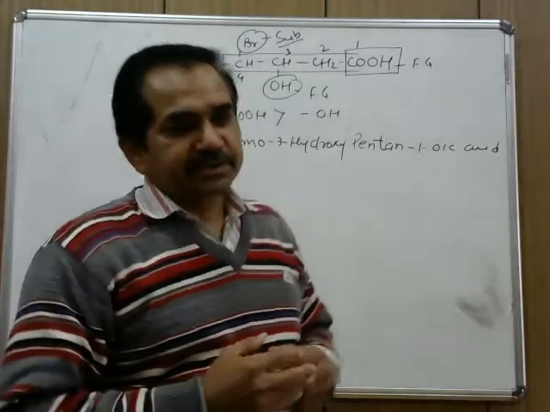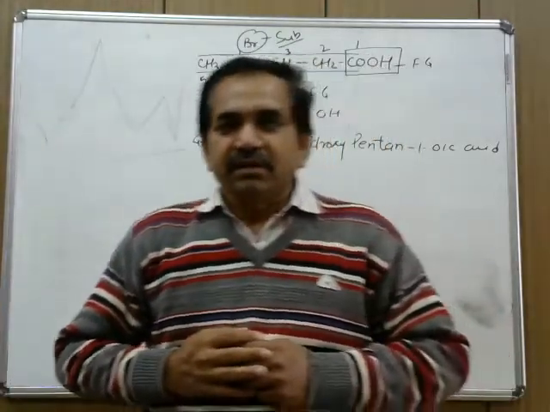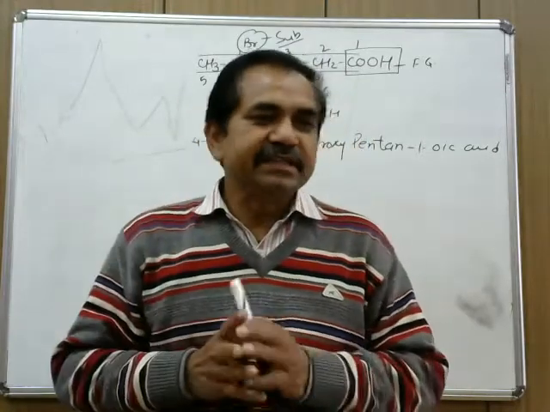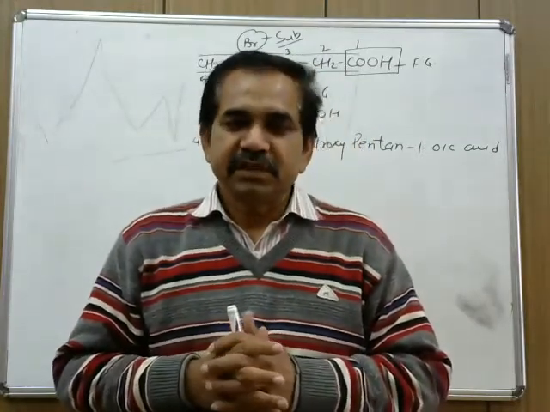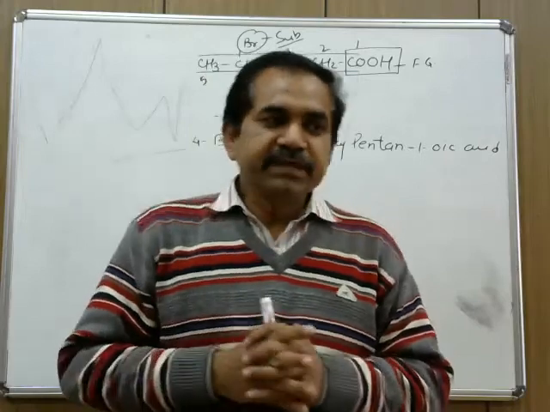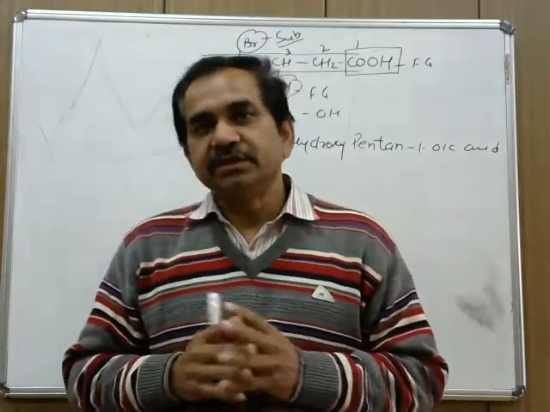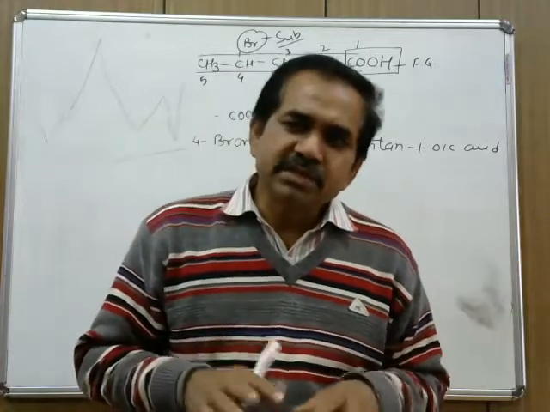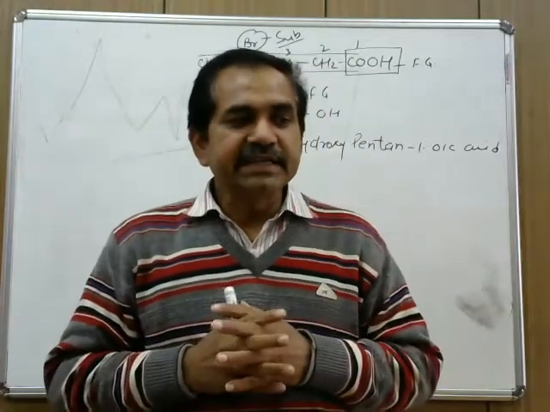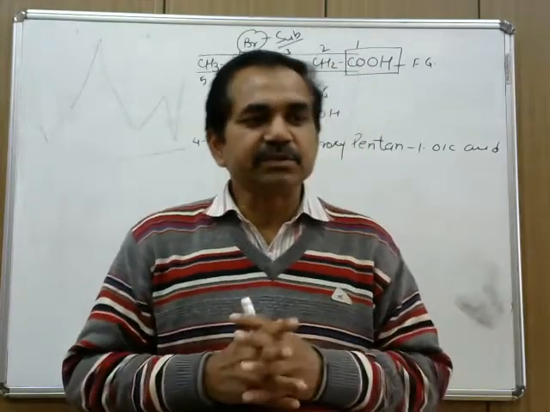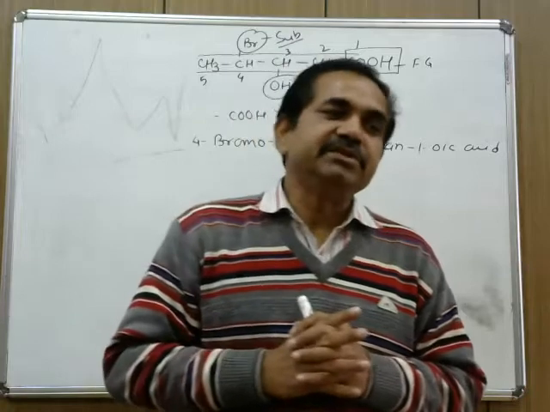So I am quite sure that these examples have made clear how polyfunctional compounds or bifunctional compounds are named. Basic rules remain the same. The only additional thing that we need to do is to identify the principal functional group and the substituent.